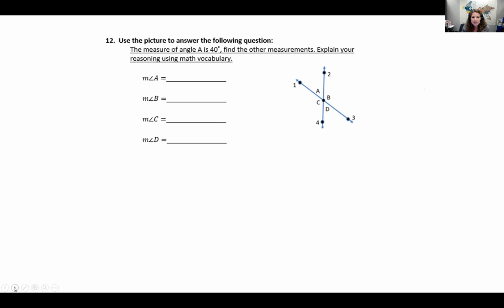Number 12, use the picture to answer the following questions. The measure of angle A is 40 degrees. So right here we have a 40-degree angle. Letter A is 40 degrees. One thing I do know is that vertical angles are congruent. So if A is 40, the vertical angle is D. So angle D is 40 degrees. It says to use math vocabulary to explain, so I would say angle A and angle D are vertical.